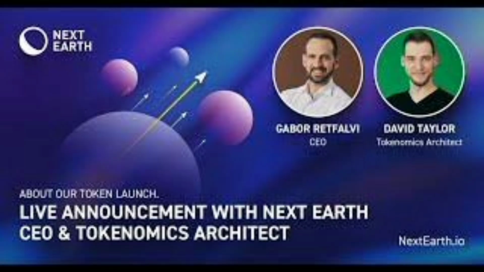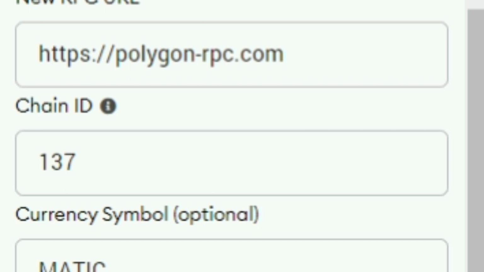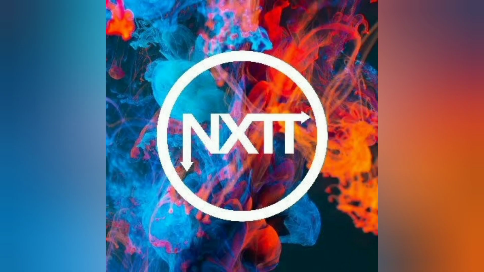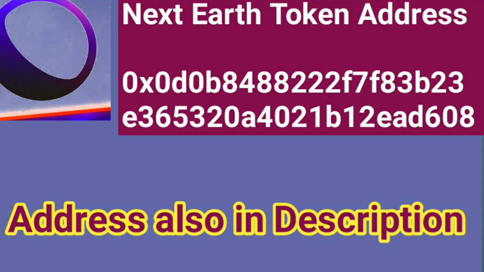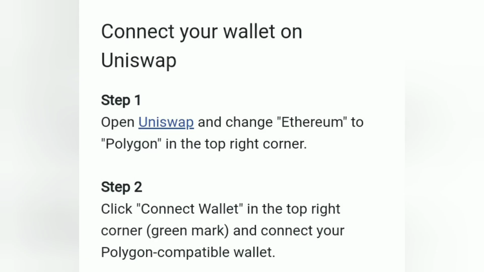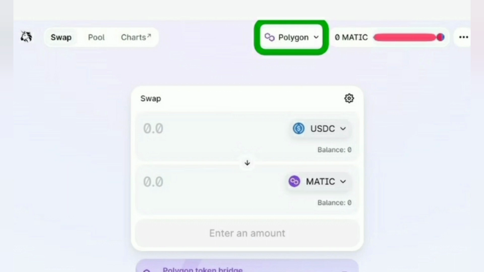So now, let's assume you have set your Metamask fully and you are on the Polygon network with enough Matic in your wallet. Now it's time to buy Nextearth tokens NXTT. Copy the official contract address from official Discord or from the description below. Go to Metamask, click on import tokens and add that contract address you just copied. Then click add tokens.